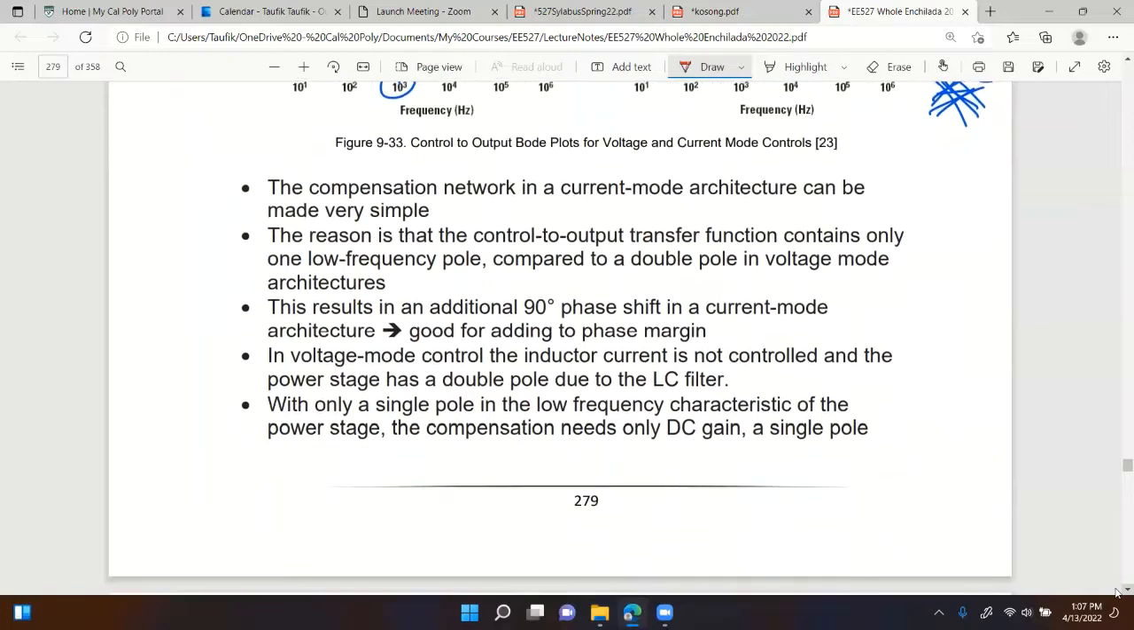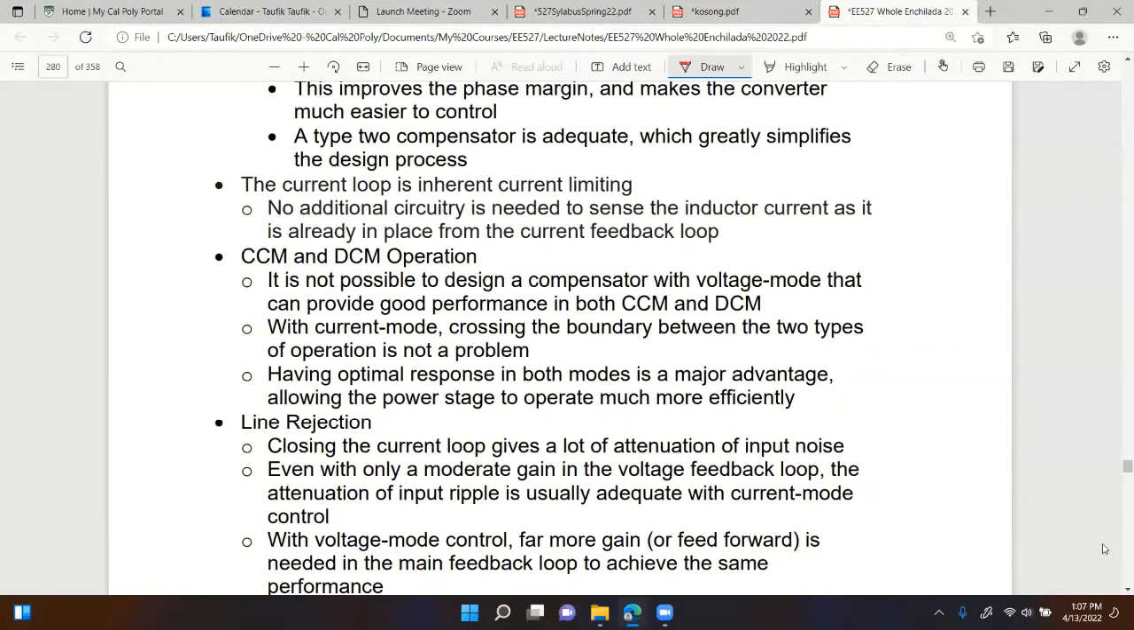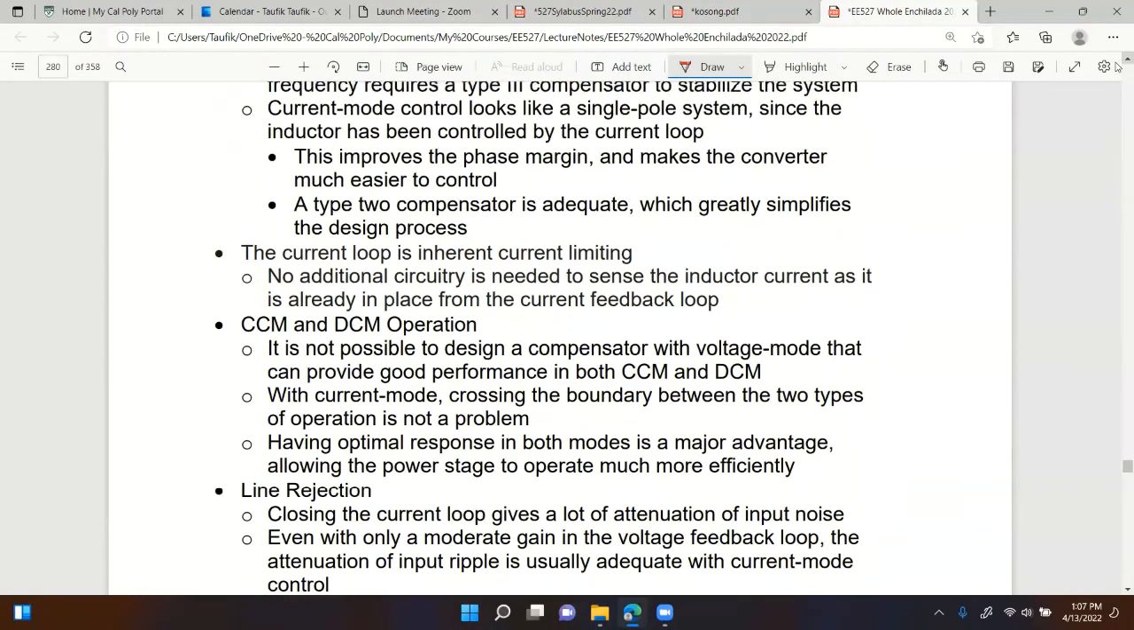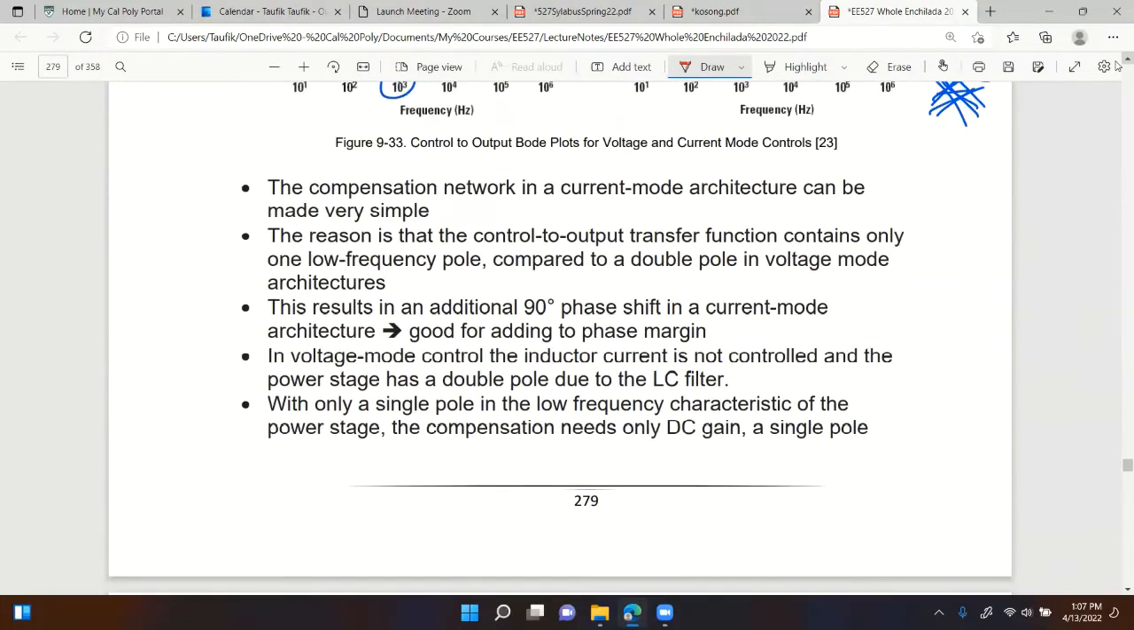Okay. Any question on this? Hopefully it makes sense so far. All right. Let's go through this and then we take a break. So we just review the concepts behind current mode.